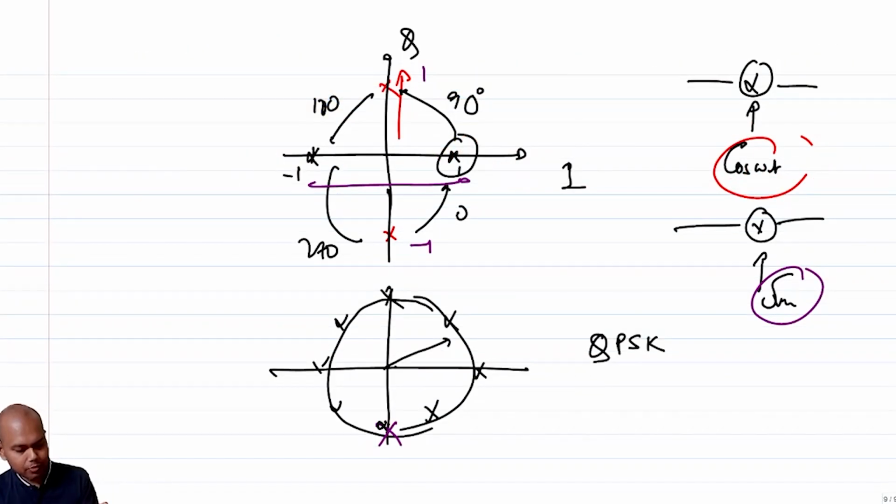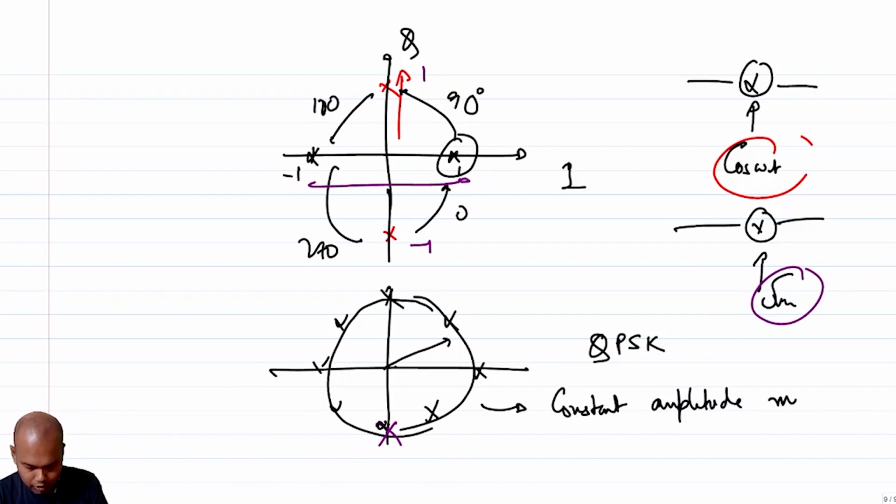You are changing the phase between 0 and 180, 0 and 180 and so on. Here you are basically changing from 0 to 45 to 90 and so on, right? So essentially you are using multiple points on a constant amplitude circle, right? So these are also called constant amplitude modulation.